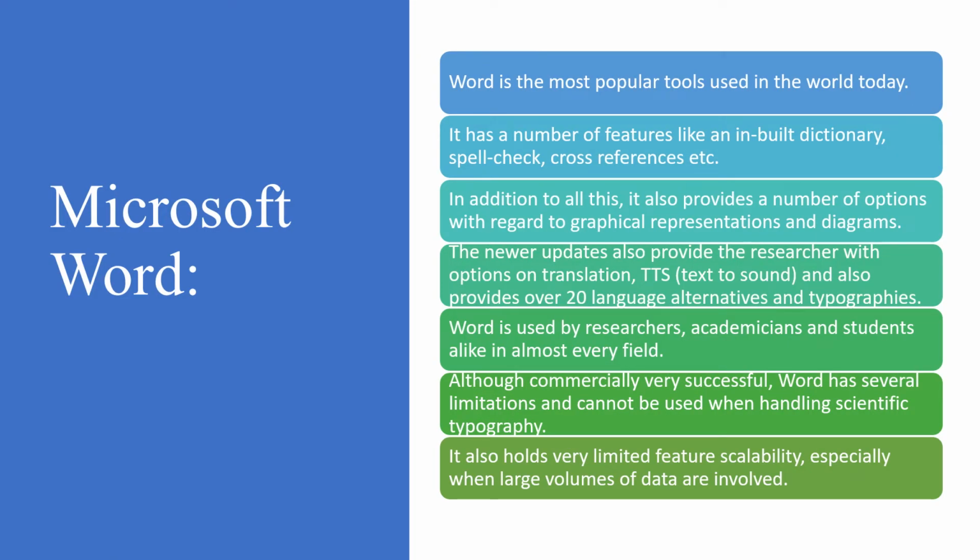Microsoft Word. Word is the most popular tool used in the world today. It has a number of features like an inbuilt dictionary, spell check, cross-references, etc. In addition to all this, it also provides a number of options with regard to graphical representations and diagrams. The newer updates also provide the researcher with options on translation, text to sound, and also provides over 20 language alternatives and typographies. Word is used by researchers, academicians, and students alike in almost every field.